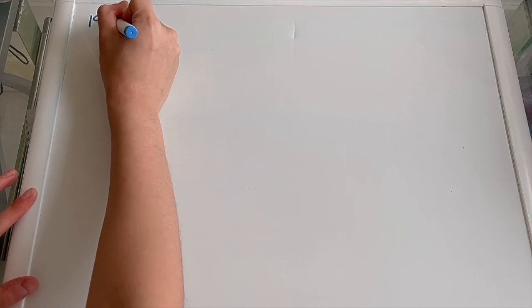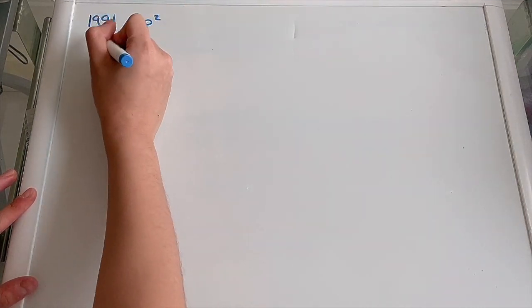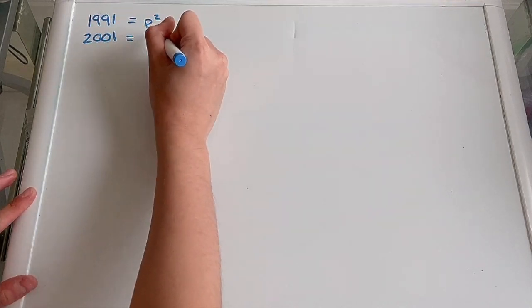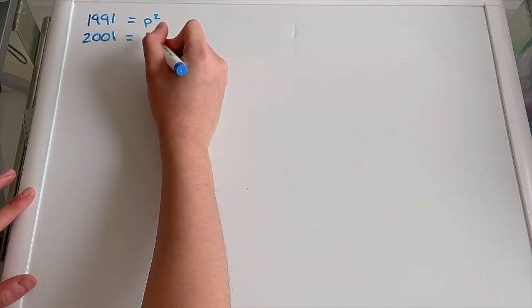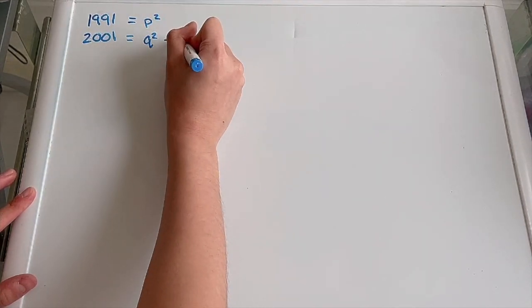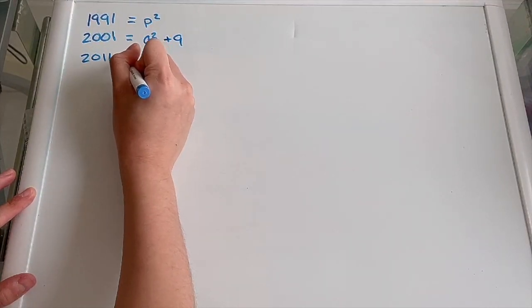So let's list some variables here. We know that the population in 1991 is a perfect square, so let's say this would be p squared. And then 10 years later, which is 2001, the population is 9 more than a perfect square. So let's say this is q squared, a perfect square, and then plus 9. And now in 2011, it is another perfect square, so let's say this is r squared.